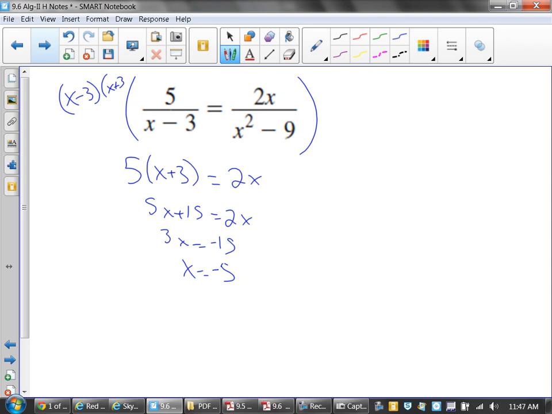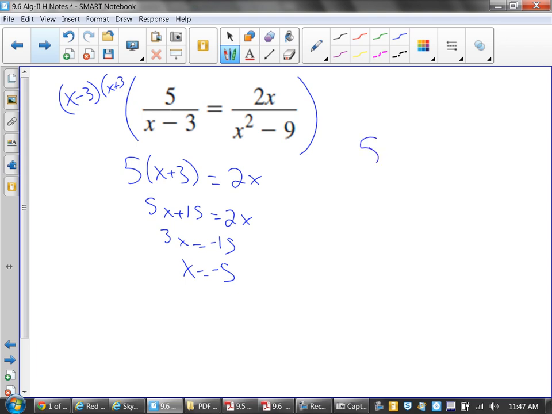Did you get -5? Yes. Did anybody cross multiply that one? I did. Same thing, right? Well, if you cross multiplied, would you get x squared plus 2x minus 15 if you brought it down all the way?